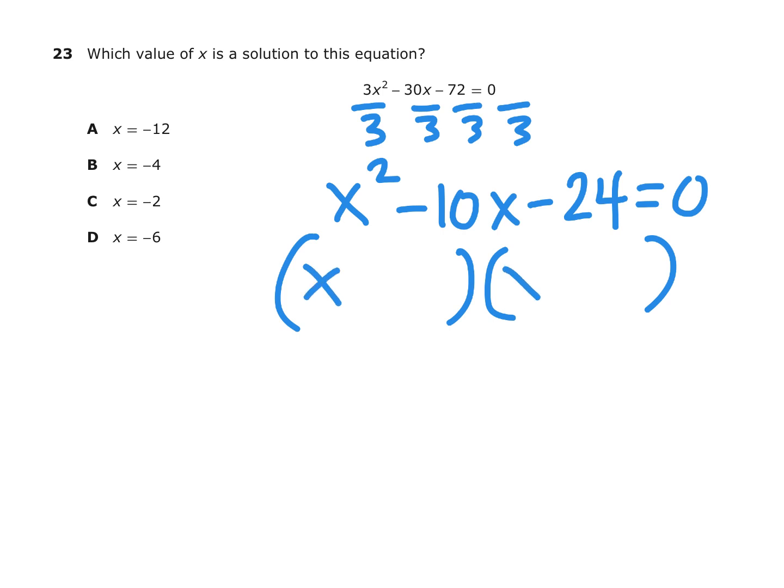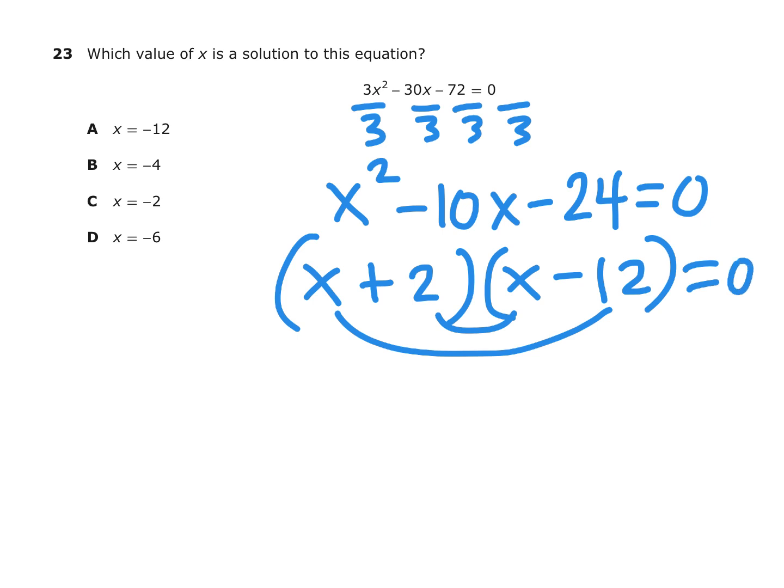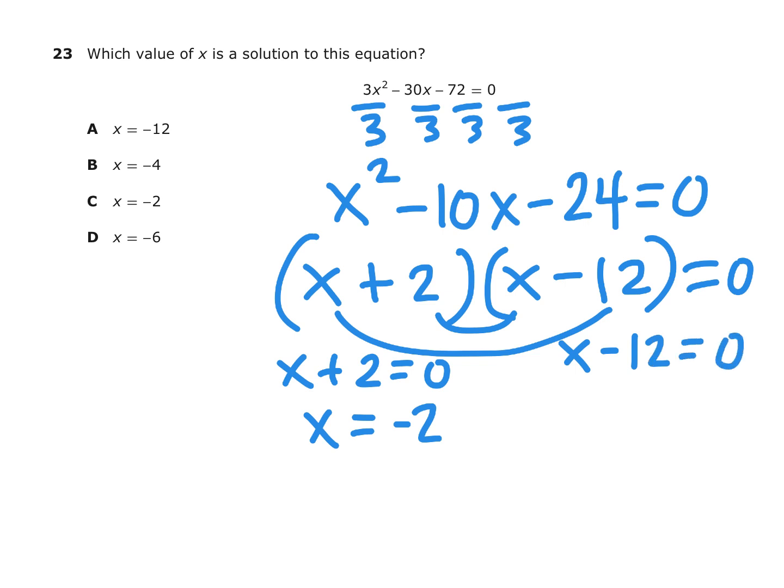x squared would be x times x. And then factors of 24, where their difference, since it's negative 24, we need a plus here and a minus here. And 12 minus 2 is 10, so maybe we can use 12 here and a 2 there. This is 2x. This is a minus 12x. That gives us the minus 10x in the middle. So if x plus 2 equals 0, then x is equal to negative 2. And if x minus 12 is equal to 0, that means that x equals 12.